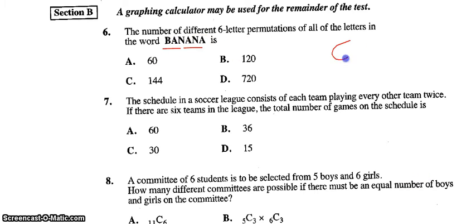Banana. Okay, 6 letters. There are 3 A's and 2 N's. Okay, that's the answer. Put it in the calculator and find out what that's equal to.